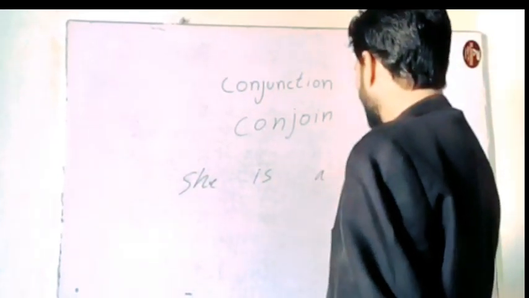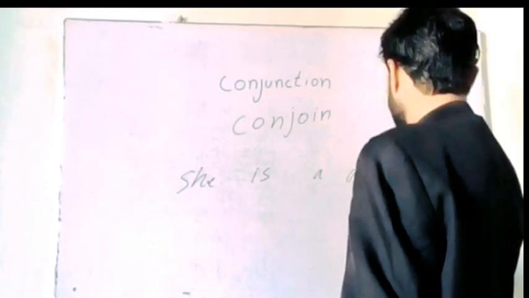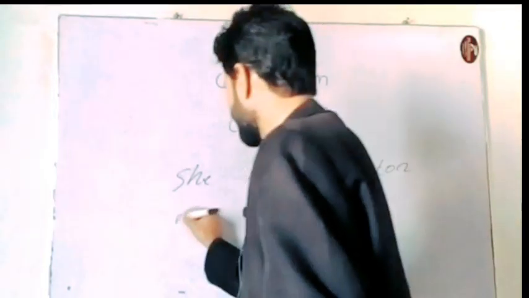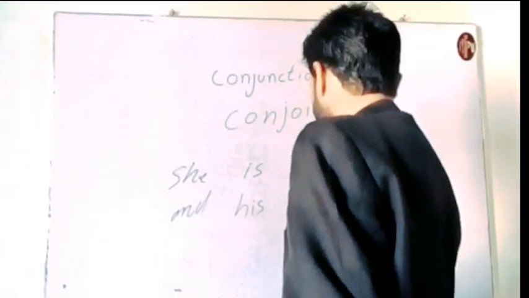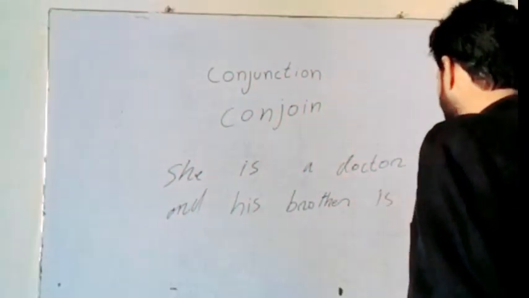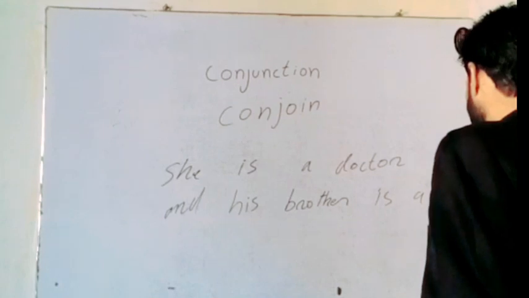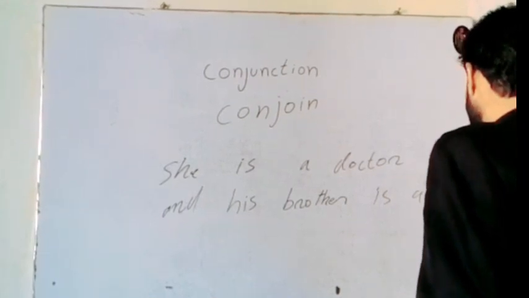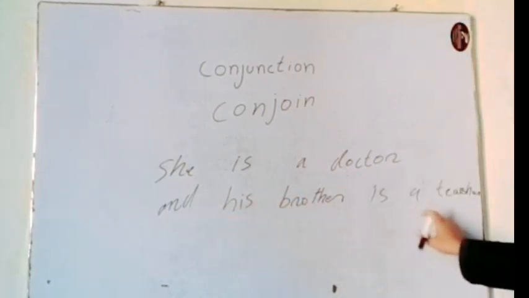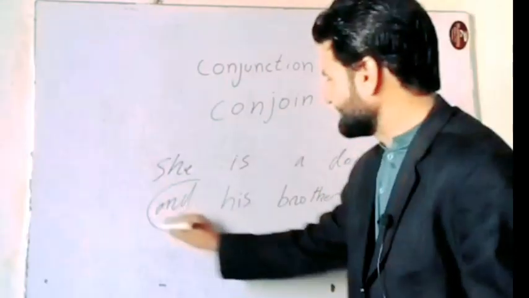She is a doctor. She is a doctor and his brother is a teacher. She is a doctor and his brother is a teacher. And is the conjunction.